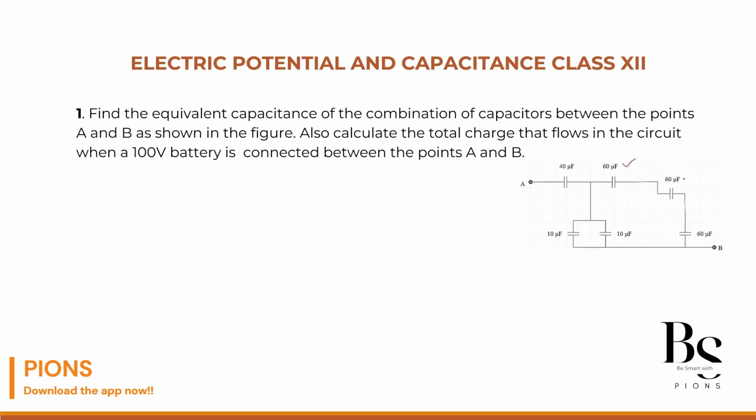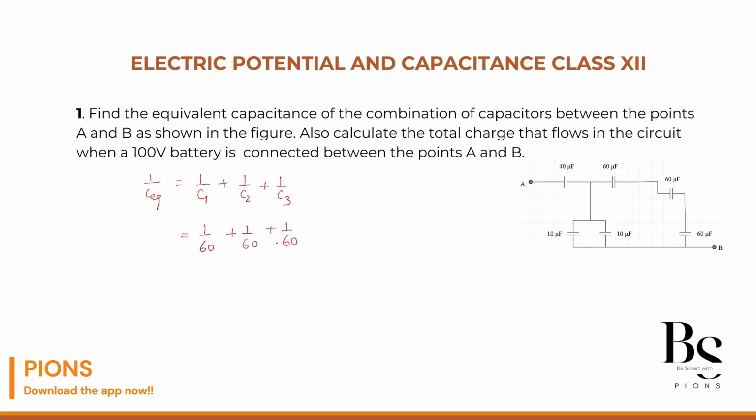So this 60, this 60 and this 60 are in series. Let me repeat again, 60, 60 and 60, these three are in series. Let's find the equivalent in series. So 1 by C equivalent in series equals 1 by C1 plus 1 by C2 plus 1 by C3. This is the formula for three capacitors in series. Now C1, C2, C3 are all 60, so 1 by 60 plus 1 by 60 plus 1 by 60.